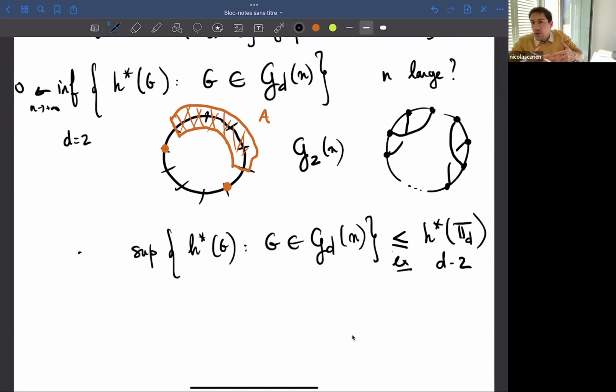It's just that when you explore a D regular graph, if you want to have a large Cheeger constant, you don't want two edges to lead to the same vertex. You don't want further identification than the identifications which are in the tree. So it's an easy argument, and I leave it as an exercise. So this is always less than D minus 2. But how does it behave when n goes to infinity?